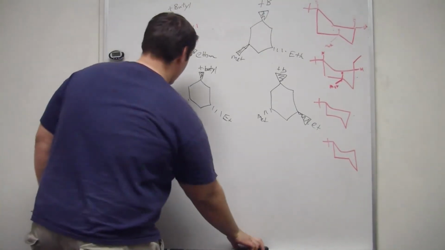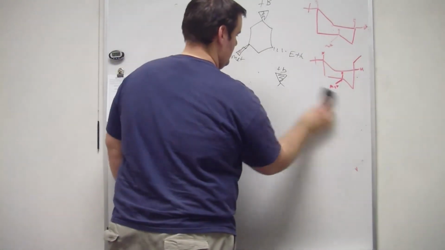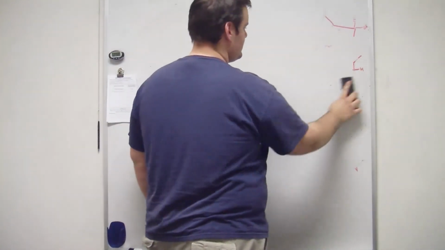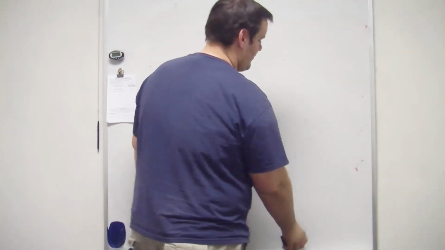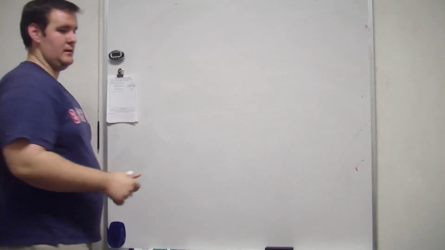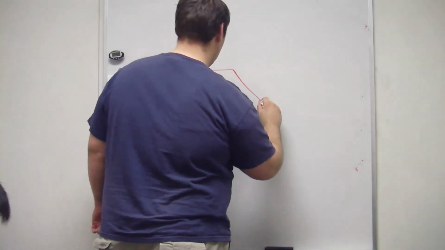But then they have to be trans or going away from it to be equatorial, if that made sense. Aren't trans usually more stable than cis? Not in ring structures. In ring structures, we're only looking at equatorial versus axial. Trans is more stable in a double bond. If you read that in the book, that's what it's referring to.